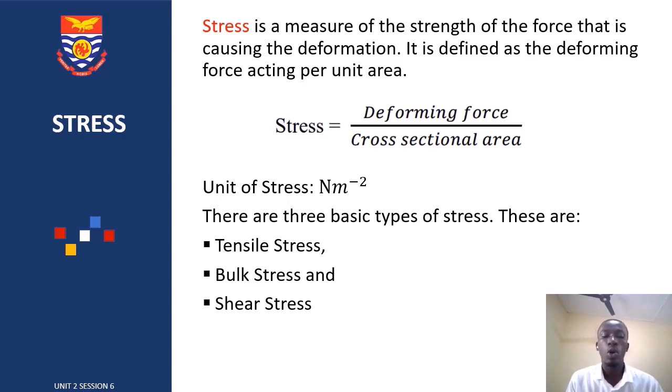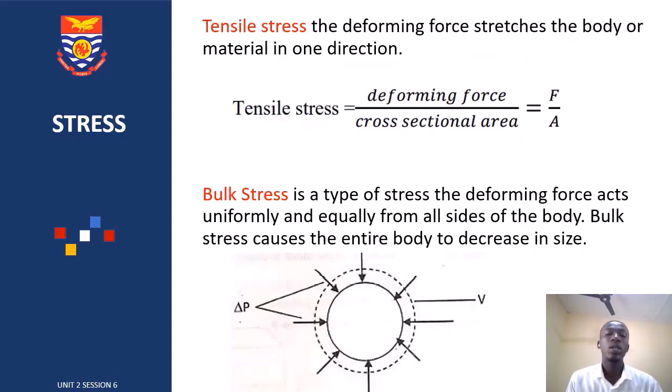We're going through all these types. Let's look at the types of stress. 1. Tensile stress. We can define a tensile stress as a deforming force that stretches the body or material in only one direction, and it has a formula: deforming force over the cross-sectional area.